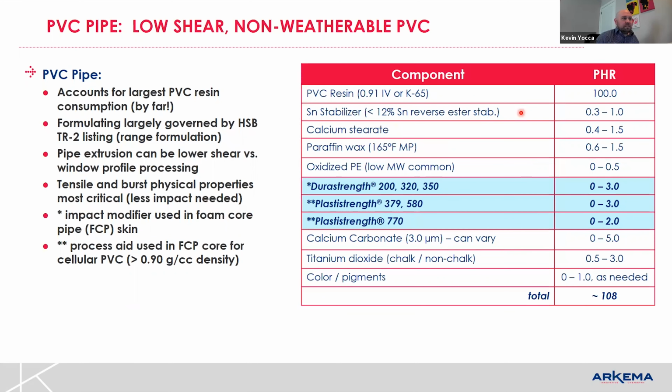PVC pipe, this is nicely set by the TR2 for anything that's NSF listed. Typically, when we see acrylic come in, it's in stuff like foam core pipe or fittings where you have a specialty need for a little bit more boosted impact. But over the years, pipe uses the most PVC resin in the industry. I think it's like 60 to 70%. And you'll see that it's that basic formulation I told you about: PVC, stabilizer, lubricants, a little bit of pigment and filler. That's all they need to make this stuff work for your potable water needs.